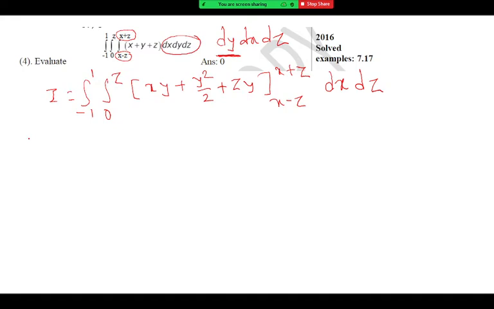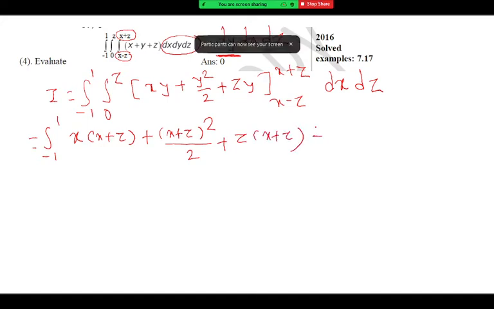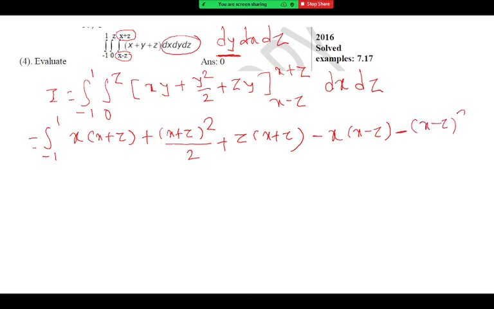Now we have to put the upper and lower limit, and we have to simplify this. So it's minus 1 to 1. When we put the upper limit, it comes x into x plus z plus x plus z bracket square by 2 plus z into x plus z. So this is the upper limit. Now for the lower limit, we replace y by x minus z. So x into x minus z, minus, since the lower limit has the minus sign, x minus z bracket square upon 2, and minus z into x minus z.